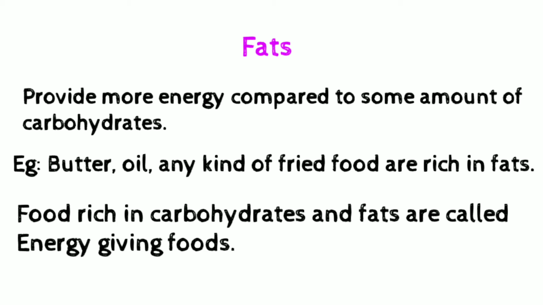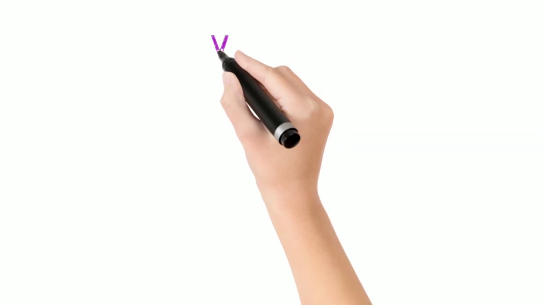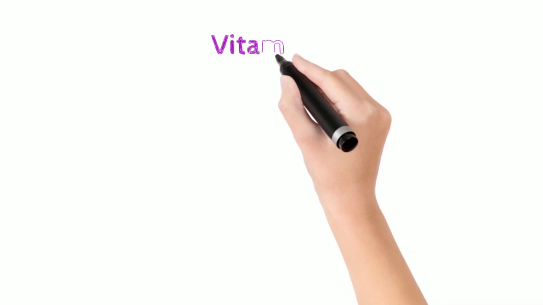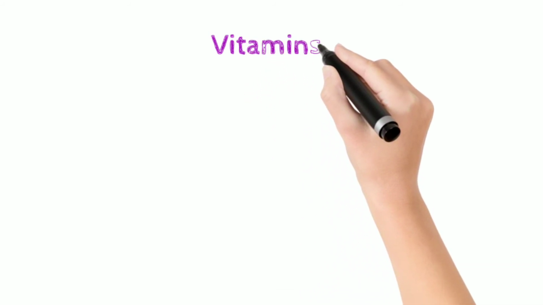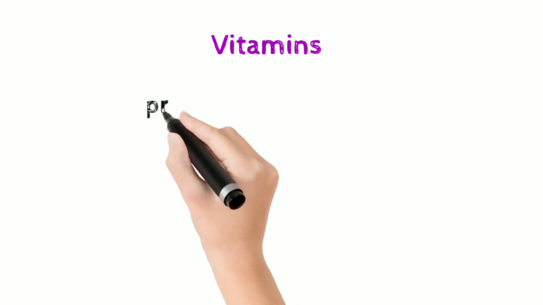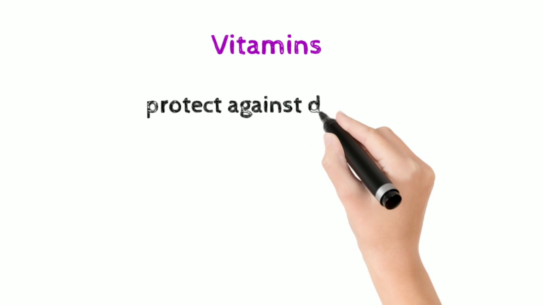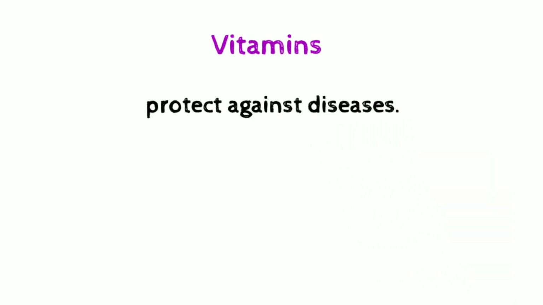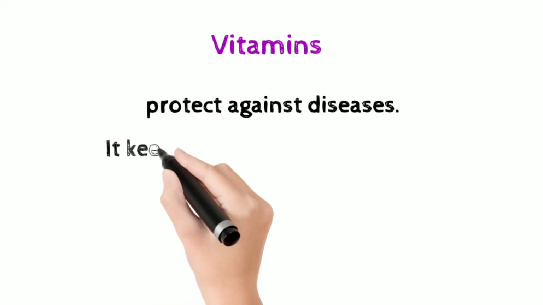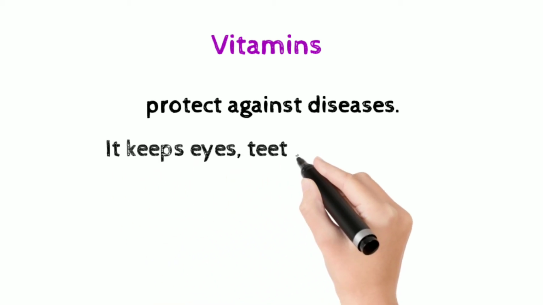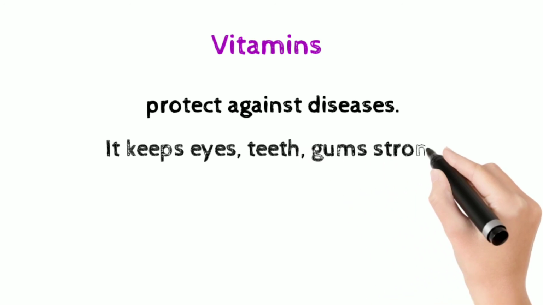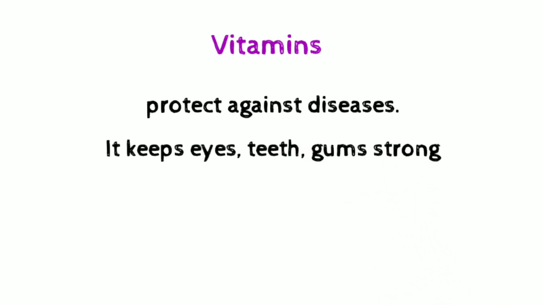Examples are maize, rice, tortilla, chapati, cereals. As I've already mentioned, cereals. And lastly, vitamins. Vitamins are very, very essential for our body because these vitamins protect against diseases. As I've already mentioned before, even if I have 100% fats, 100% proteins, minerals, but if I lack vitamins, I'll not be able to live, because it keeps our eyes, teeth, gums strong, and it protects against disease.